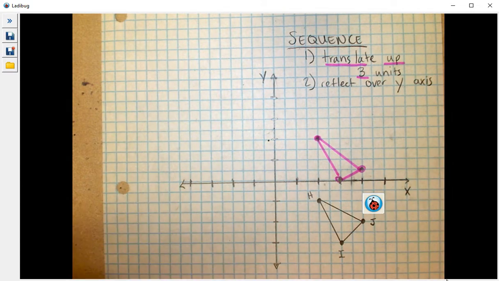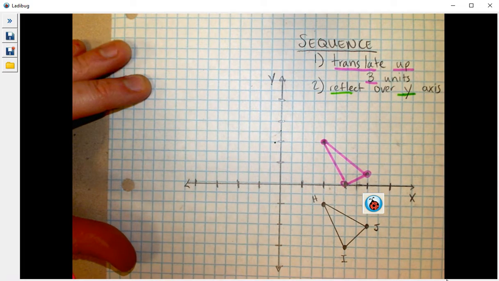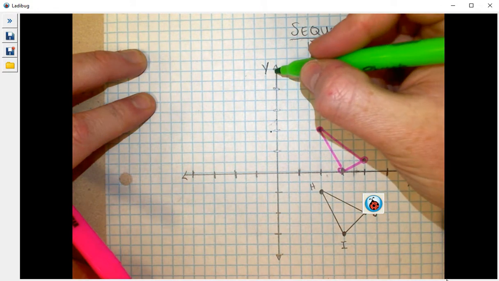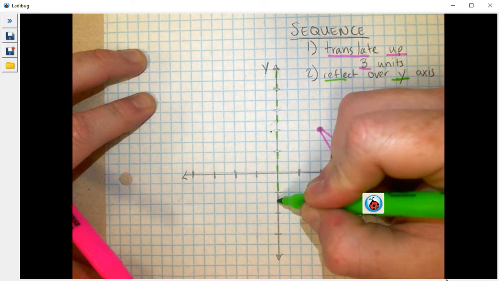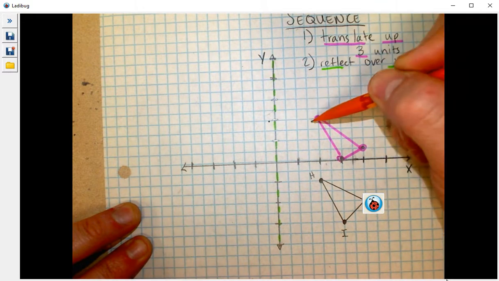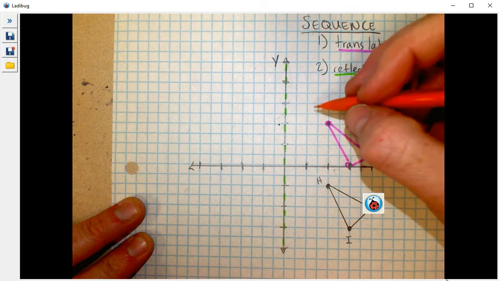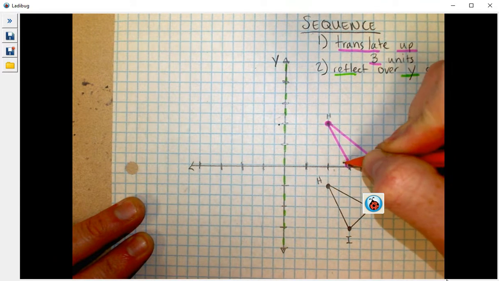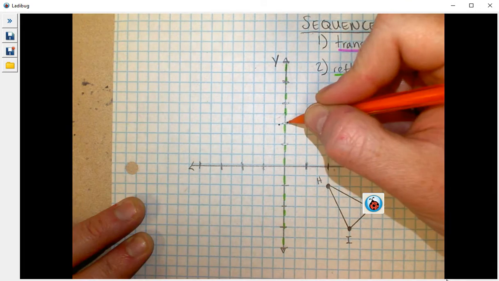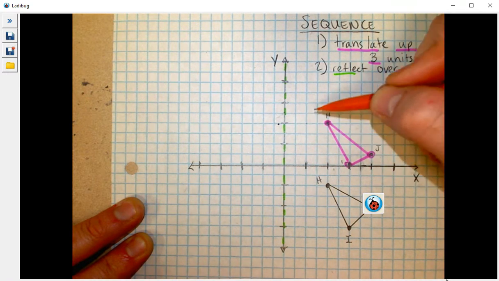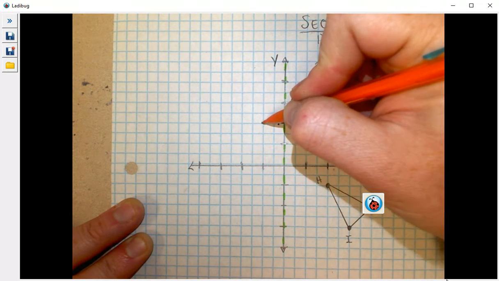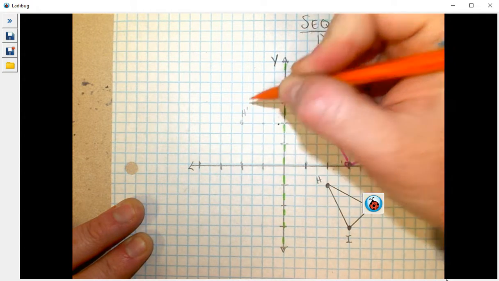Great. Now after we've translated it, we're going to reflect our triangle over the y-axis. So remember, a reflection occurs when you flip an image over a line. So if I have my y-axis as my line of reflection, every point on my triangle is going to move the same distance from here to here on the other side of that line of reflection. So for example, point H is 2 units away from my line of reflection. So it's going to be the mirror image flipped 2 units on the other side. 1, 2. So here's the location of H prime.